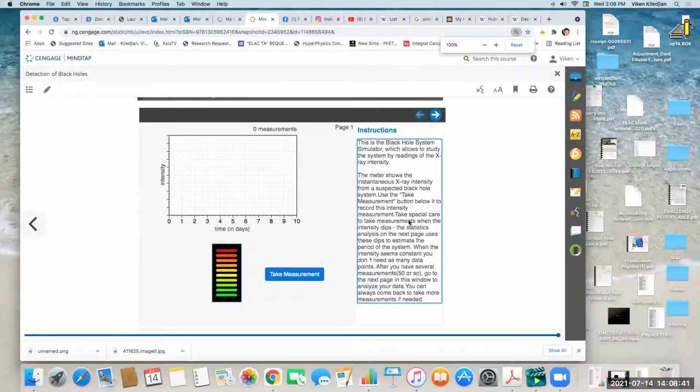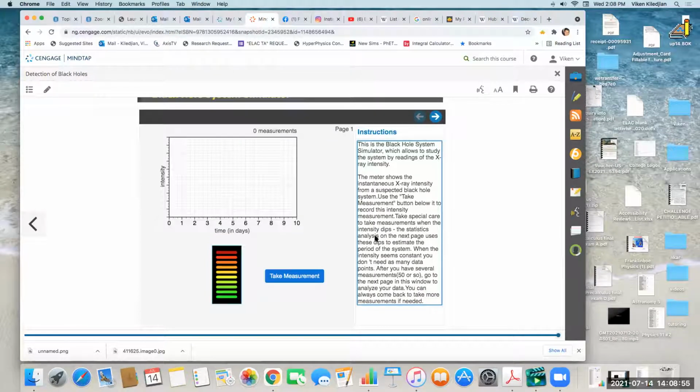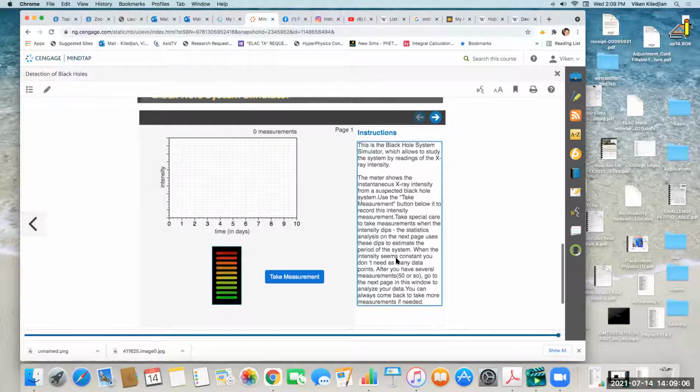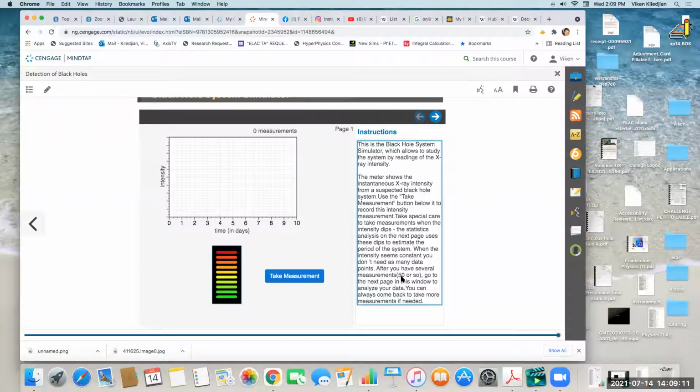So now it says, use the take measurement button below it to record this intensity measurement. Take special care to make measurements when the intensity dips. The statistics analysis on the next page uses these dips to estimate the period of the system. When the intensity seems constant, you don't need as many data points. After you have several measurements, 50 or so, go to the next page in this window to analyze your data. You can always come back to make more measurements.